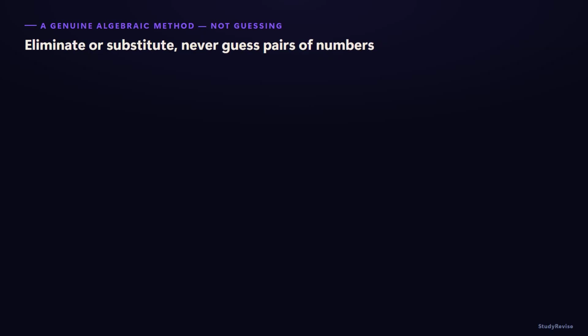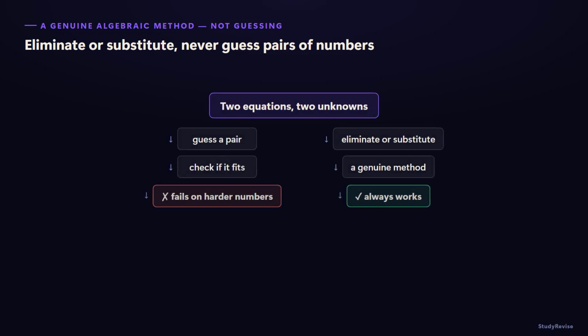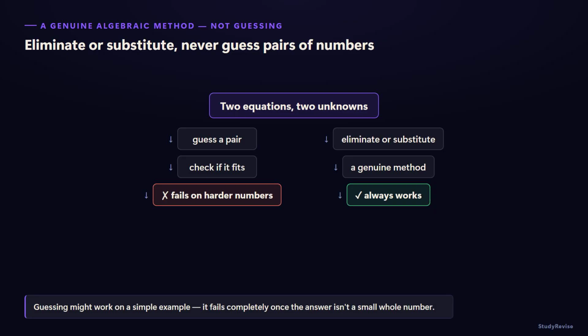A different kind of precision now. Solving simultaneous equations properly and rearranging a formula correctly. Simultaneous equations should be solved by elimination or substitution, a genuine algebraic method, not by guessing pairs of numbers until one happens to fit both equations. Guessing might work on a simple example and will fail completely once the solution isn't a small whole number.